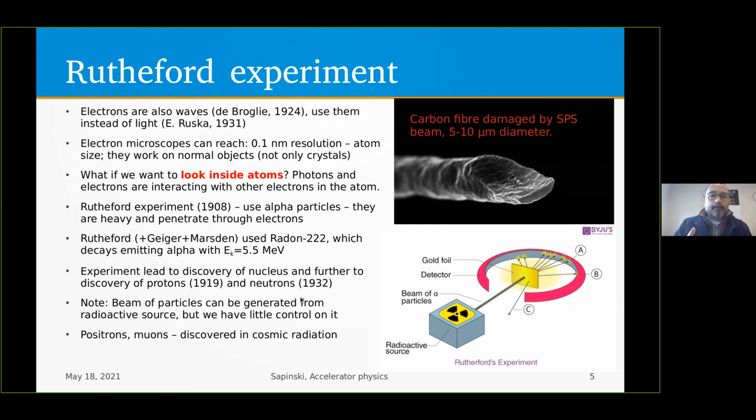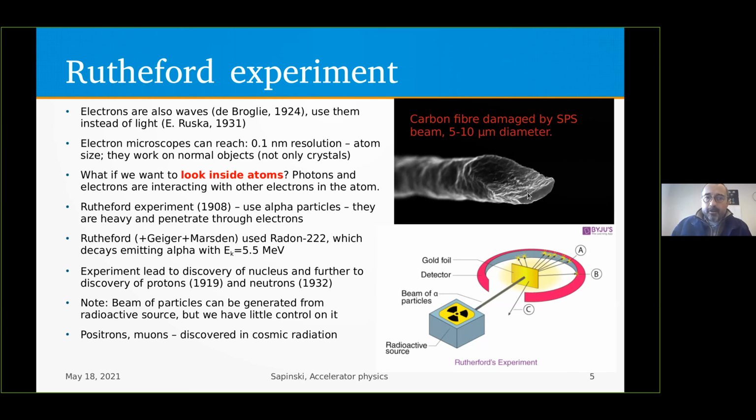So this was 1924, and already in 1931, a German engineer constructed the first electron microscope. And here on the right figure, you see actually an image from such an electron microscope. And what you see on the image is still related to accelerators. It's a carbon fiber which was irradiated in the SPS beam. SPS is one of the CERN accelerators, if you remember. The diameter here is between 5 and 10 micrometers. I think it's actually 7 micrometers.